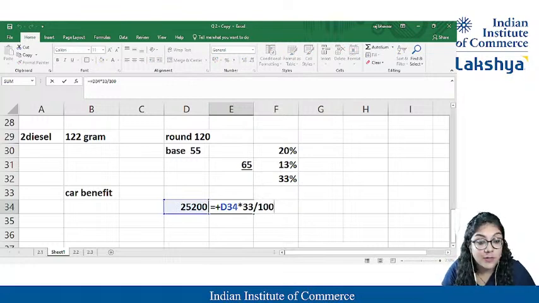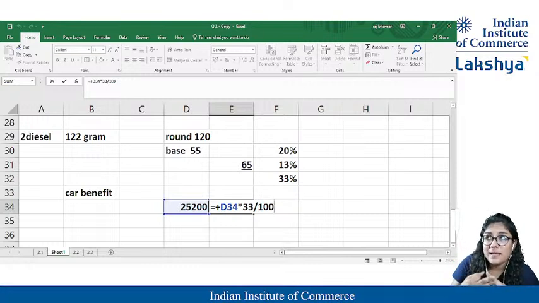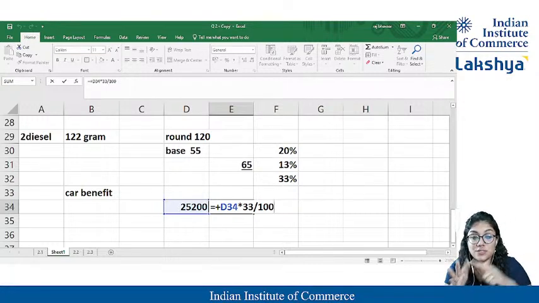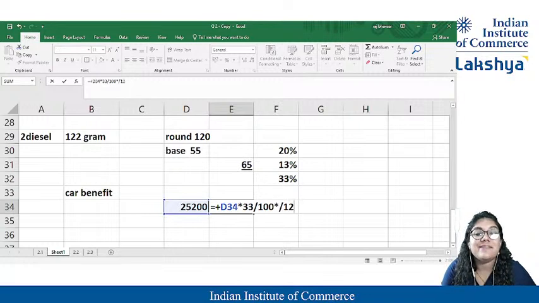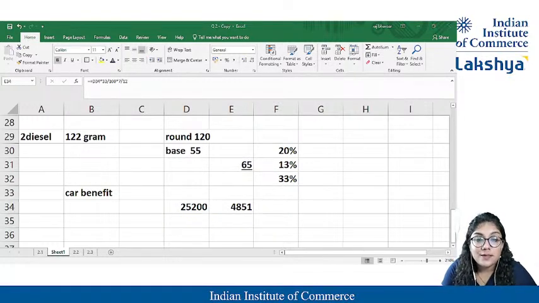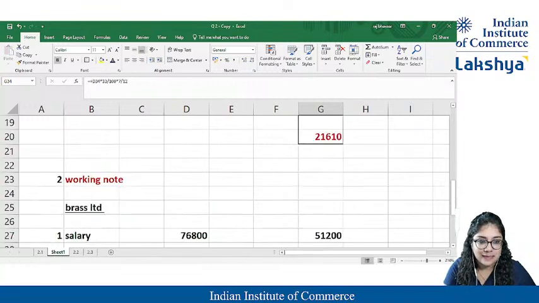No ma'am, you're getting it from which date? You're getting it on 1st September. So September, October, November, December, Jan, Feb, March. It's only for 7 months, guys. Okay. So per year you have to add this 4851 in your income. This is what you're supposed to add in your income. So I can just make it like that.